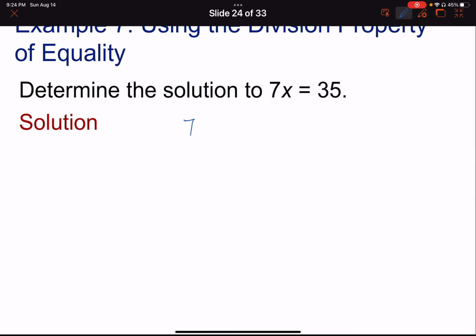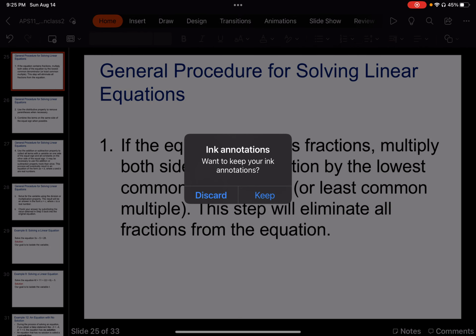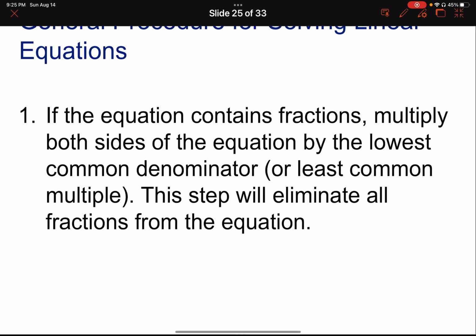So what we're going to do is this. We're going to divide both sides by 7, and this way that gives me x equal to 5. So fairly simple. That's why we do this. Okay, so let's look at the next slide.